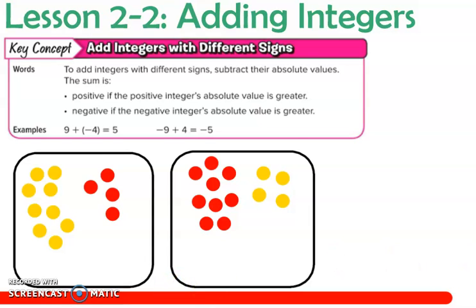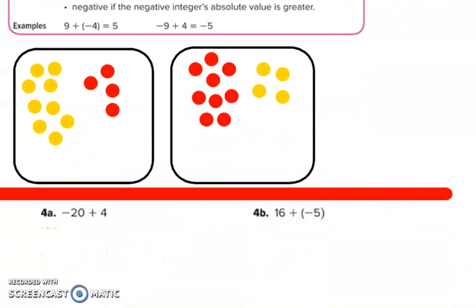Okay, so let's look at some examples. I've got a negative 20 plus 4. So I'm going to take 4 away from here and 4 away from this one. So I'm going to have a negative 16.